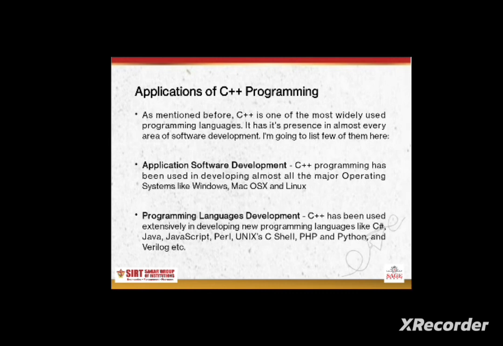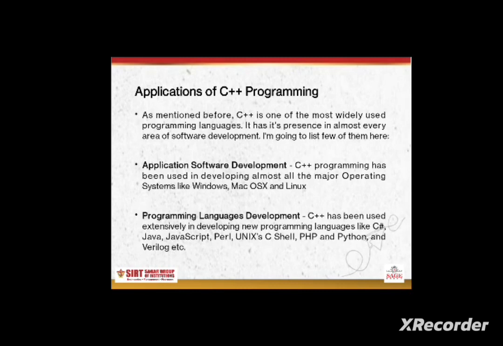In application software development, C++ programming has been used in developing almost all the major operating systems like Windows, Mac operating system and Linux. So C++ is a very flexible language, and when we are writing any code in C++, we can easily use that code inside the different operating systems also, and it can easily run and compile.